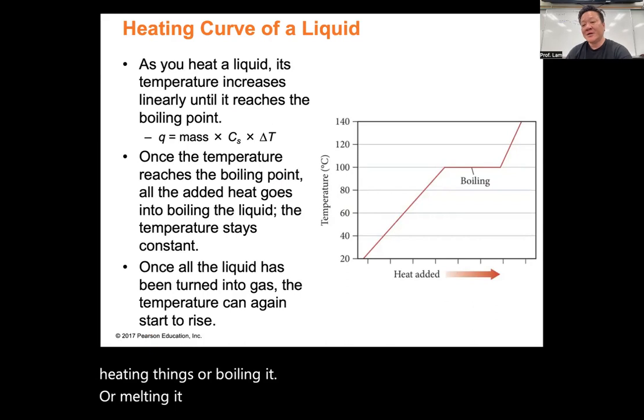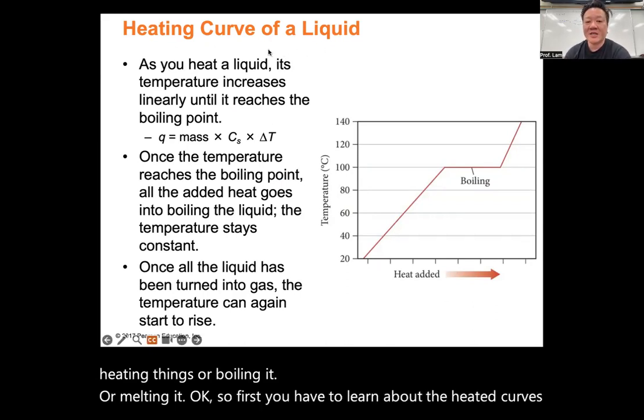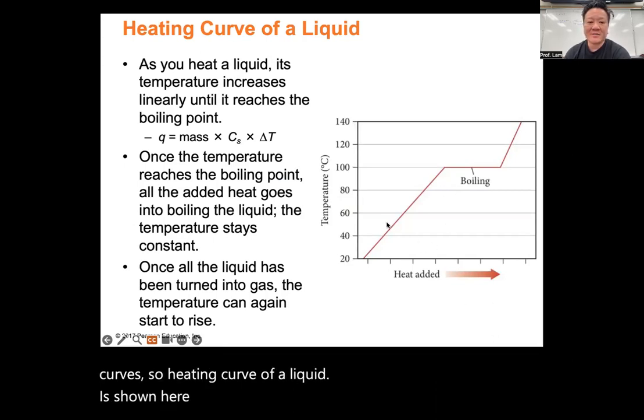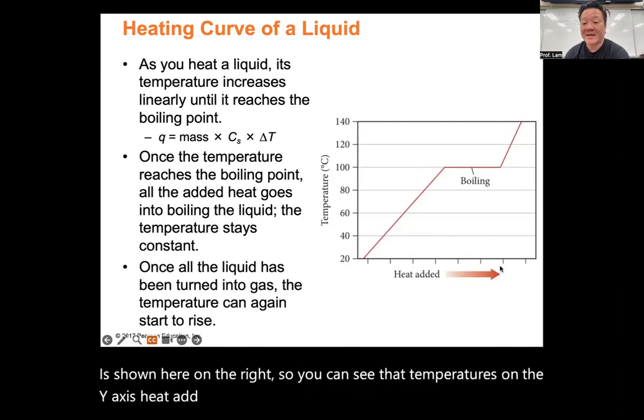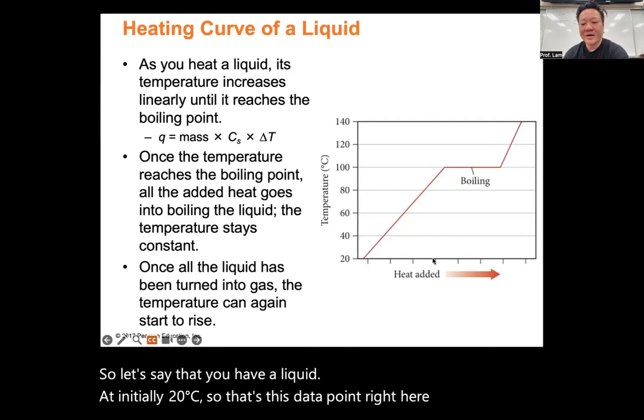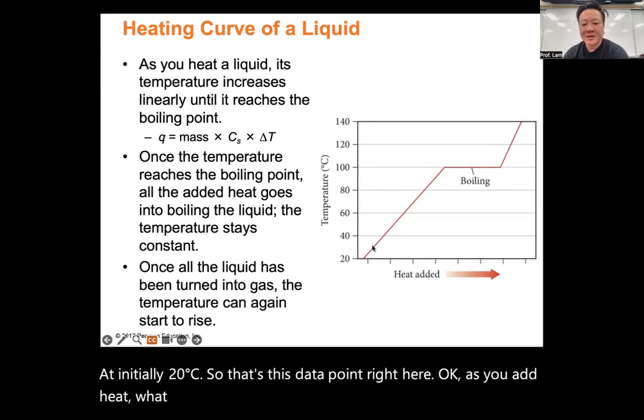So first you have to learn about heating curves. The heating curve of a liquid is shown here on the right. You can see that temperature is on the y-axis, and heat added is on the x-axis. Let's say that you have a liquid at initially 20 degrees Celsius. So that's this data point right here. As you add heat, what happens? It'll ramp.